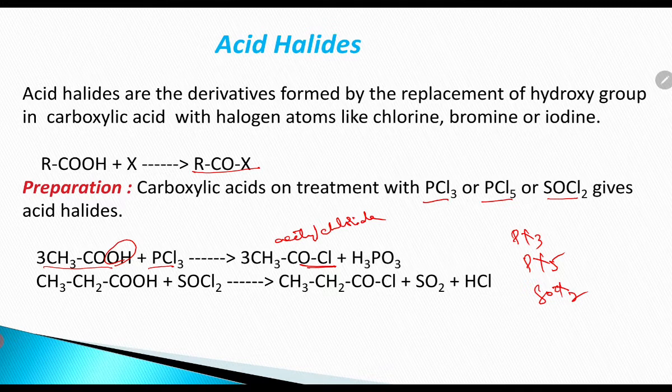If you see another example, this is propanoic acid. Propanoic acid on reaction with sulfuryl chloride, the OH group is replaced by a chlorine group. We get CH3CH2COCl, and SO2 and HCl are released. This is propanoyl chloride.